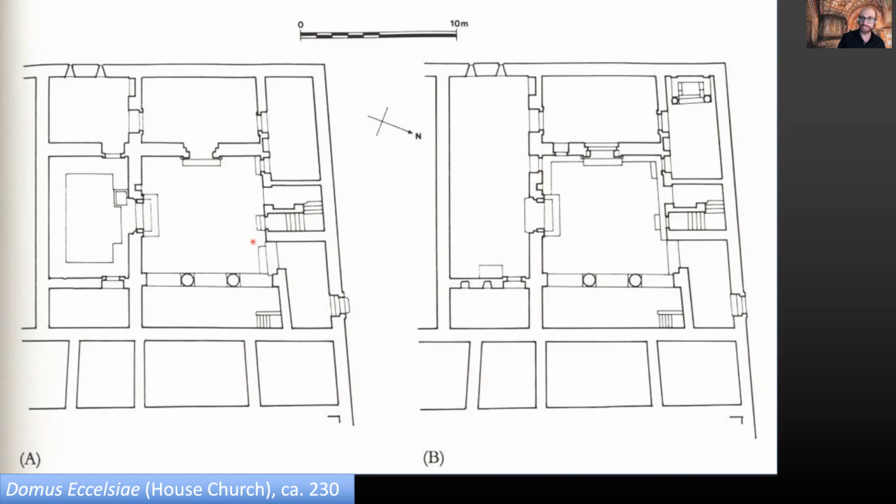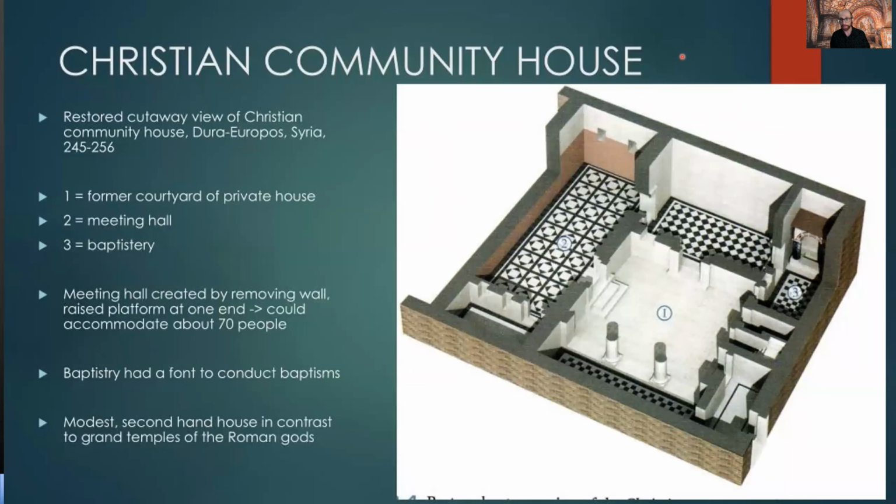The other main change they made was right here. So you see there's nothing over there, and this is here. And what this is, is a baptismal font. And here's a little cutaway that gives us a view of what the place originally looked like. It has a nice courtyard in here. And here's that baptismal font.